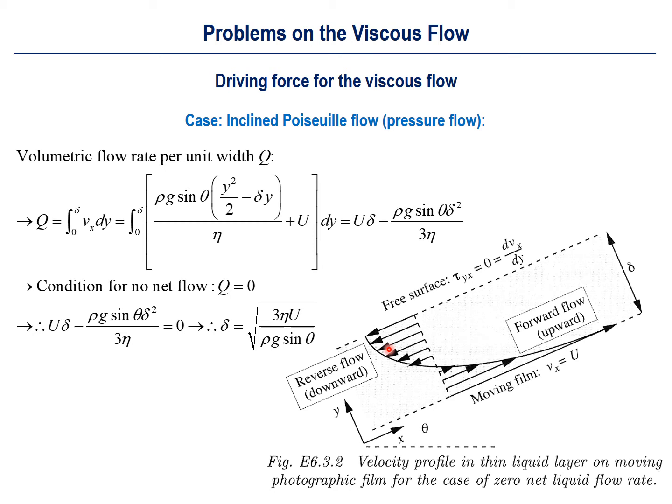Okay, so this condition indicates the situation where Q is equal to 0, and using this equation and using the velocity profile and volumetric flow rate, we can find some critical thickness of the viscous fluid as a function of U, eta, rho, g, and sine theta as shown in this final equation. It means that if you control the thickness of the viscous fluid, delta, as this square root, something like this, there will be no net flow movement inside of this viscous flow. And this is a very interesting case. It's based on Navier-Stokes equations.